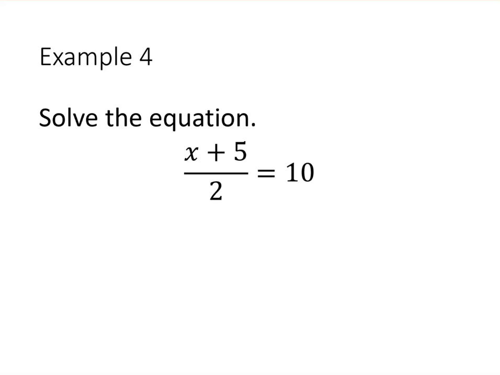Let's solve the equation. We have (x plus 5) over 2 equals 10. Remember that whenever we are solving an equation, we're trying to get the variable, or the letter, by itself. When solving equations, try to undo the operation that is furthest away from x.